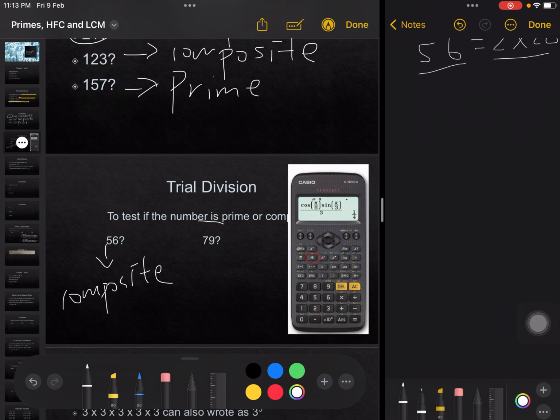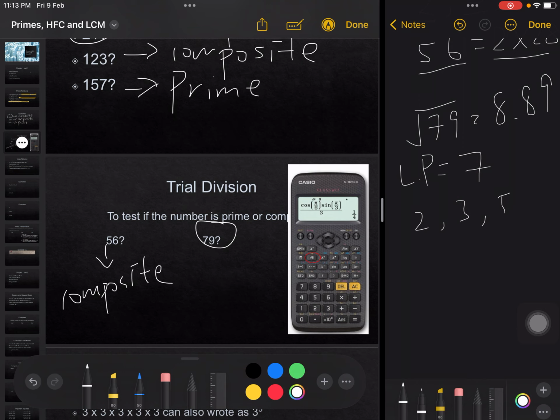We use trial division to test whether 79 is a prime or composite number. So let's say, for example, we take the square root of 79. The square root of 79 is equal to 8.893. Okay, so the largest prime that 79 can go is, again, 7. Largest prime, we write it as LP. So the largest prime is equal to 7. So the prime numbers between 2 to 7 are 2, 3, 5, 7. So let's check.